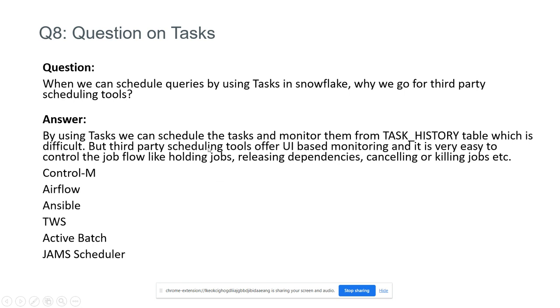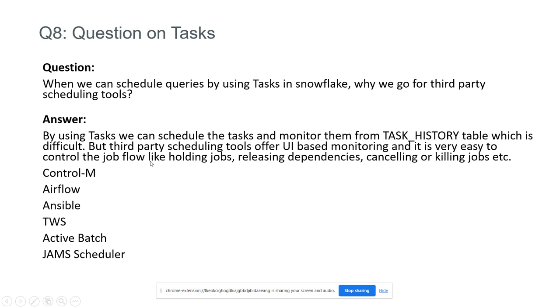Not only the monitoring, but the third-party scheduling tools offer UI-based monitoring, and it is very easy to control the job flow. Like if I want to hold some of the jobs, or if I want to release some dependencies from one job to another, or if I want to cancel one of the jobs, or kill one of the jobs. All these things are very difficult to do in Snowflake tasks. But if we are using third-party scheduling tools, we can do all these things, which is very important.